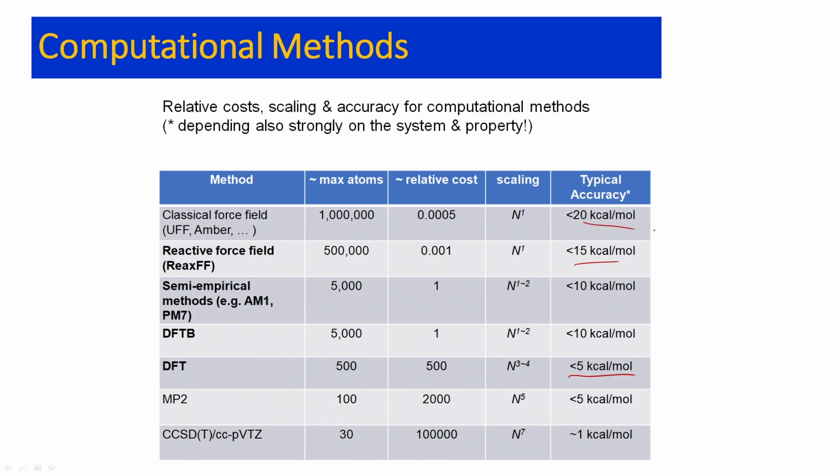And finally, one can go to better methods like CCSD, and there you can use only 30 atoms. That is what is done nowadays, and the relative cost is massive, and scaling is 10 to the power 7, and we can get down to a typical accuracy of 1 kilocalorie per mole. So, it tells you how accurately you want your data. If you want more accuracy, you have to pay more cost, or you have to use smaller systems, and time will also be larger. So, this depends on the system and the properties you want. With this, let us move into the advanced deep learning techniques.